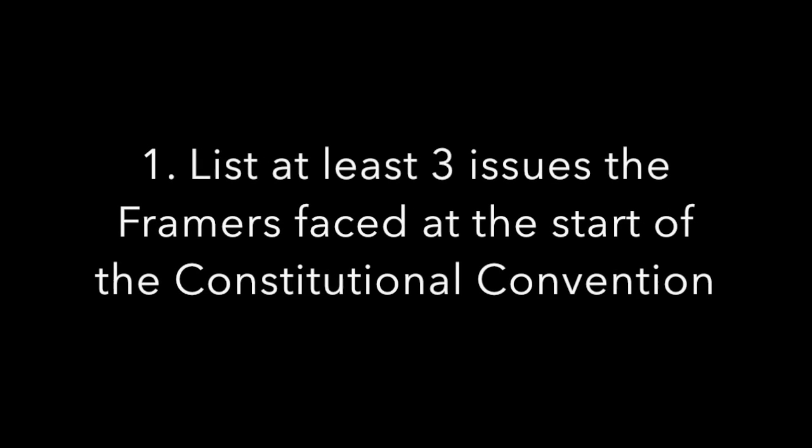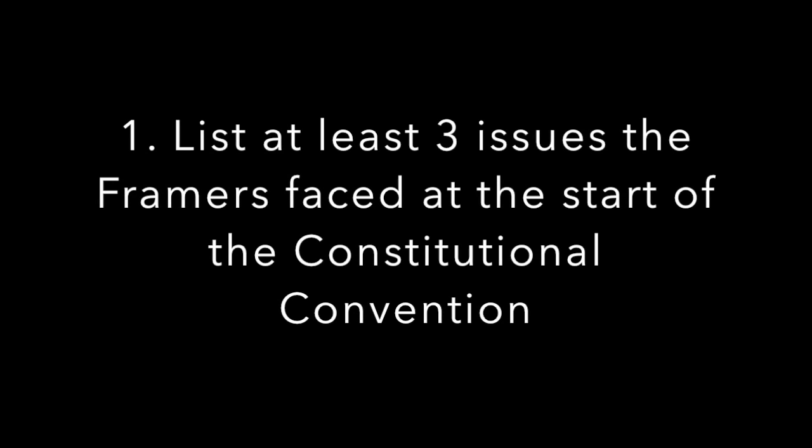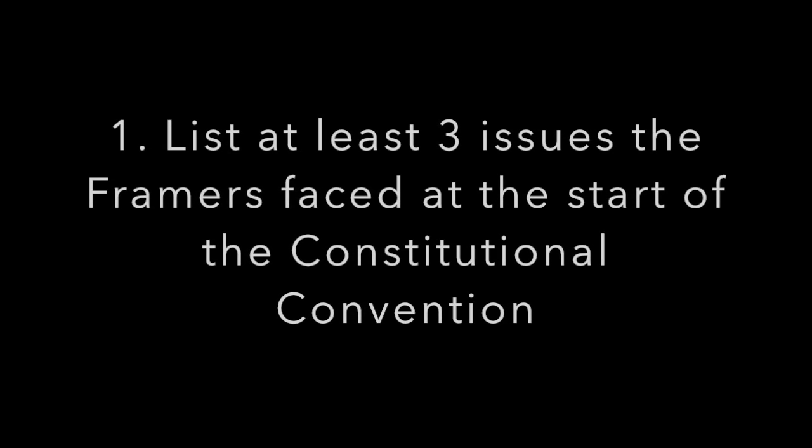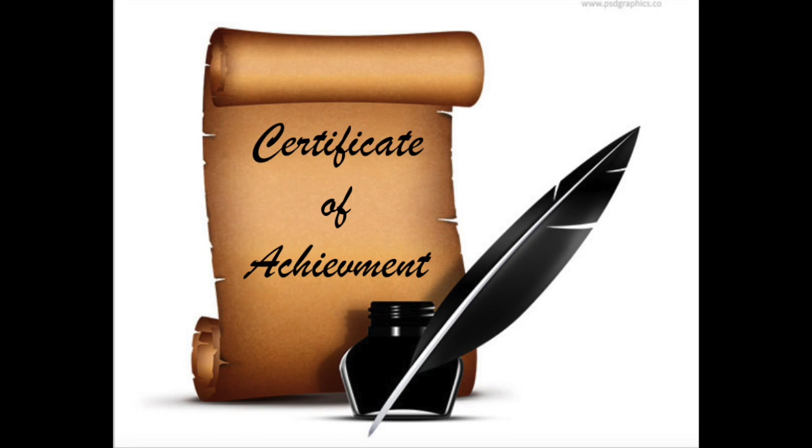Now that we have finished exploring the unit, think about the following questions. 1. Can you list at least 3 issues the framers of the Constitution faced as they began the Constitutional Convention? 2. Can you describe at least 3 areas of disagreement between the framers and how they compromised to resolve their issues? If you can answer these questions, congratulations. You have successfully completed the unit.